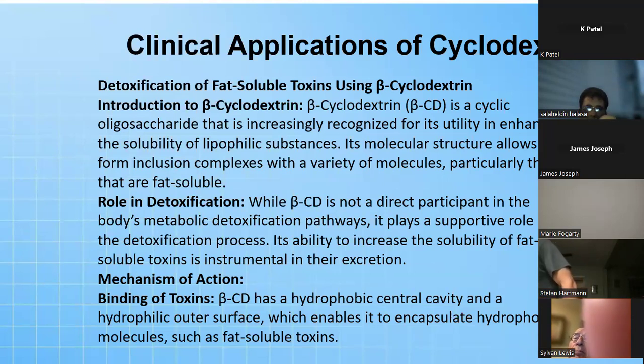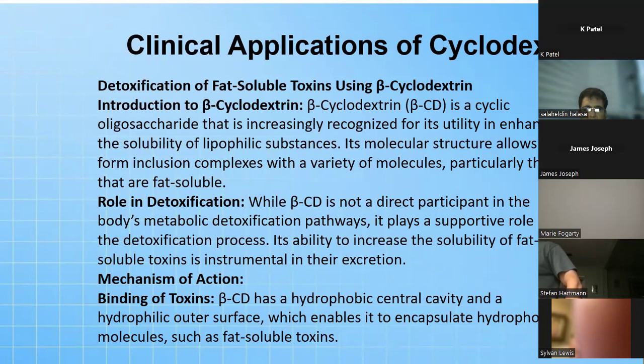So the role in detoxification: beta-cyclodextrin is not a direct participant in the body's metabolic detoxification pathway. It plays a supportive role in the detoxification process as a chelation agent, and its ability to increase solubility of fat-soluble toxins is instrumental in their excretion, right? So basically, you still have to have a functioning liver to take those complexes and get rid of them in the bile.